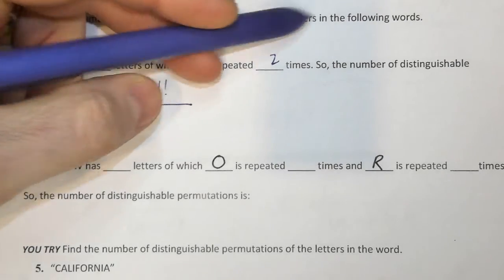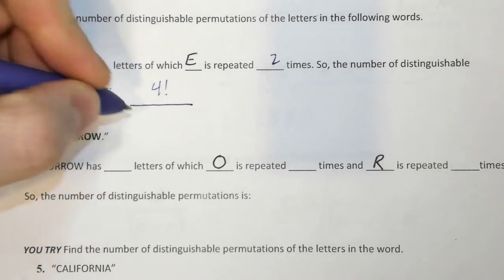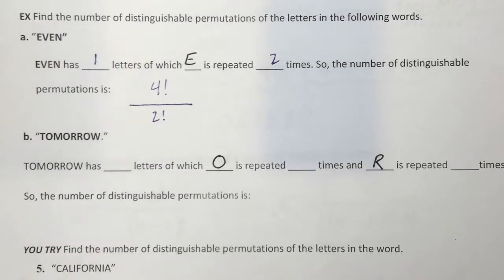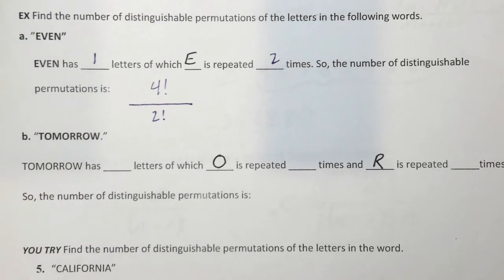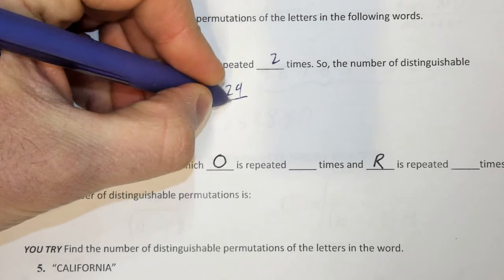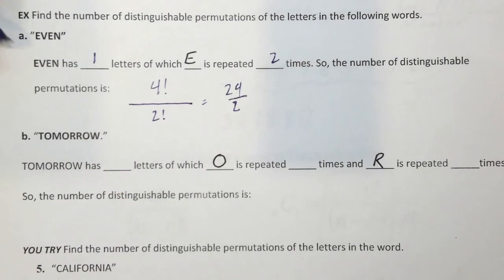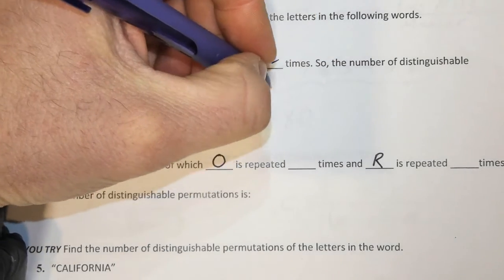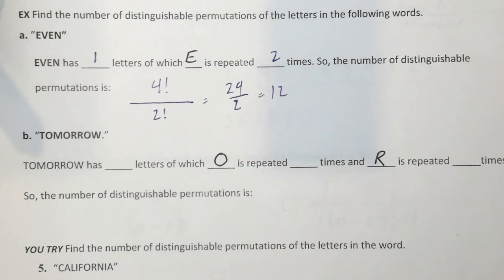The E being repeated 2 times means that in the denominator we're going to have an extra 2 factorial, and that is going to bring down the total number of outcomes so that we have each unique outcome, like we did with the word I. When you do this calculation, you're going to end up with 24 over 2. There should be 24 different ways to mix up a 4-letter word, but in this case, because one of the letters is repeated, that's going to drop down to only 12 ways you can mix up the letters.